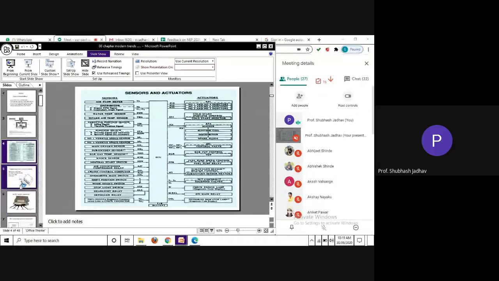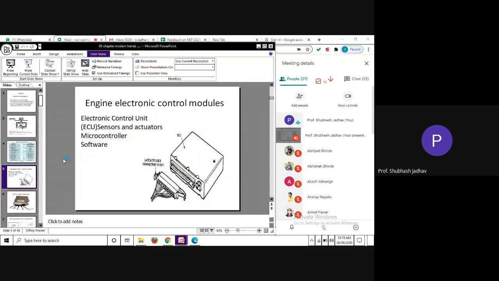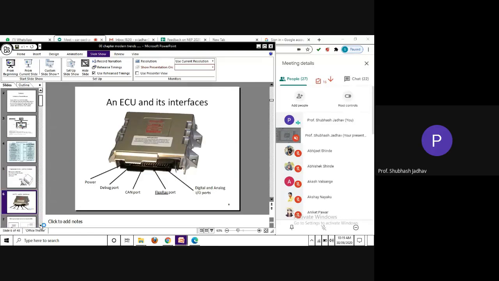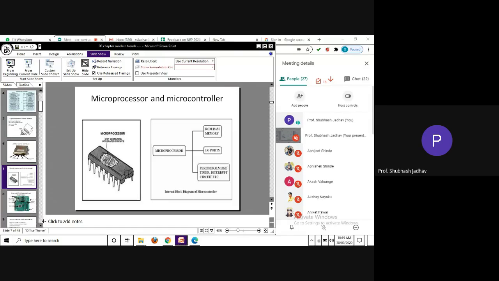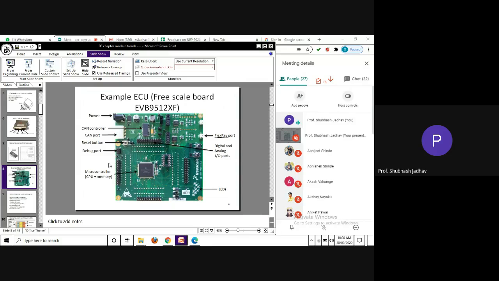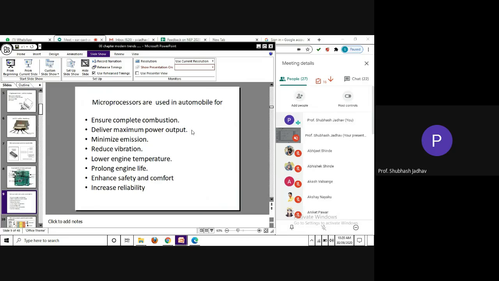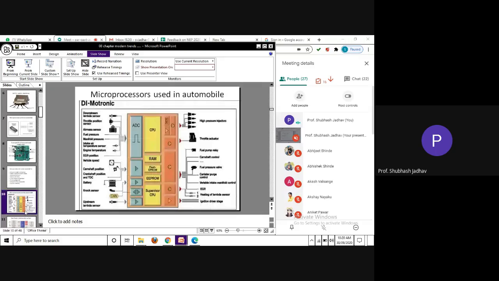Then here you have the ECU, this is what it looks like. So here we have the ECU, and in this slide again a microprocessor is shown. As I said, it is an electronic component. Why a microprocessor is required, and all these things, have been explained by Sir. Different microprocessors used in automobiles have been explained over here.